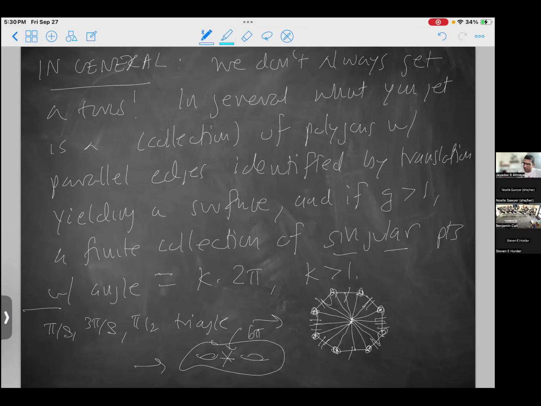Can I interrupt with a quick question? Please do, Noel. Yeah, in the chat we have, what would the translation surface associated to the L shape look like? Great. Thank you, Joshua, for that question. So Joshua, do you want to know if I play billiards in the L shape, what's the translation surface I'm going to get? Yep. Great.